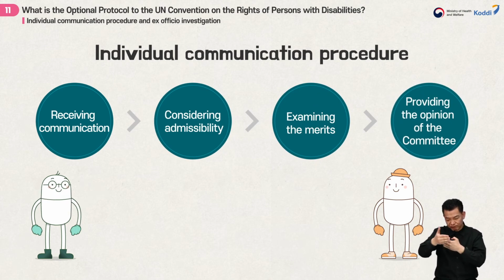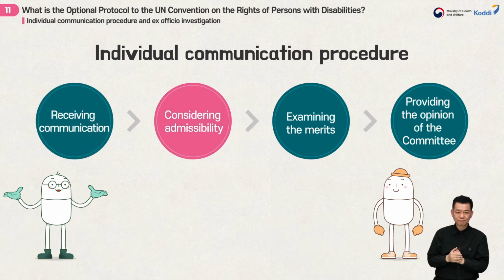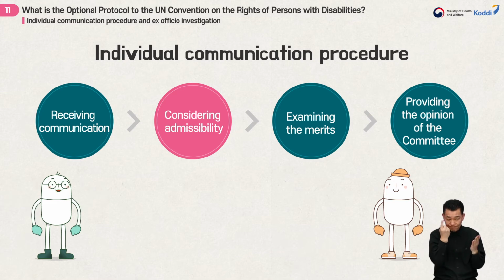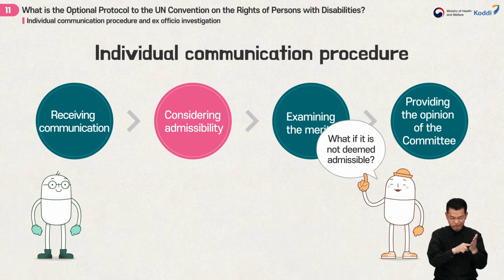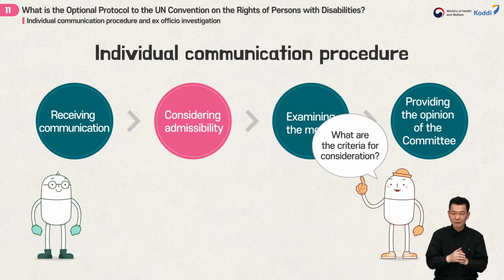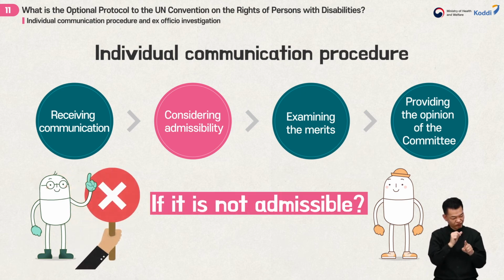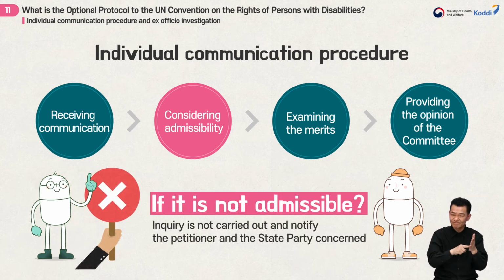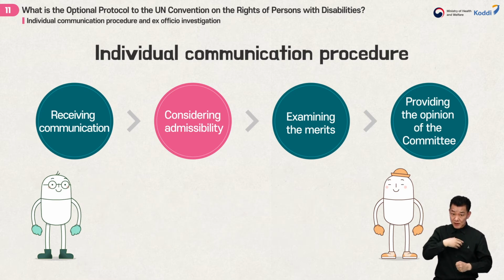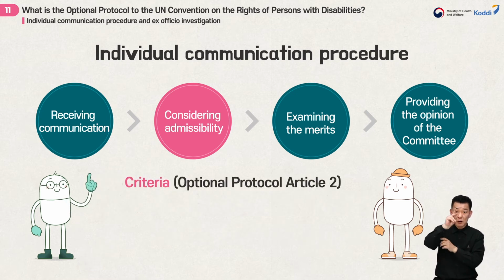Shall we take a look? When the communication is received, a consideration of admissibility is carried out on whether the communication is eligible for inquiry. Oh, then what if it is not deemed admissible, and what are the criteria for its consideration? If it is not admissible, an inquiry is not carried out and the petitioner and the state party concerned are notified. The judgment criteria are stated in Article 2 of the optional protocol.